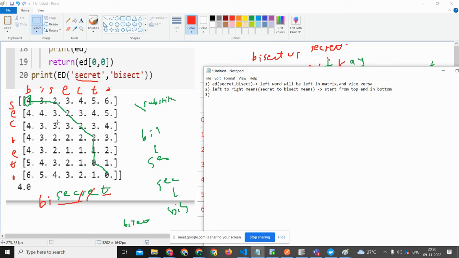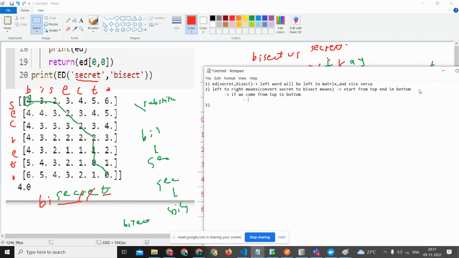Were you able to understand? So if you are converting secret to bisect, that means left to right. So secret to bisect means start from top, end in bottom. All right. So if we come from top to bottom, for this we need to put one thing.